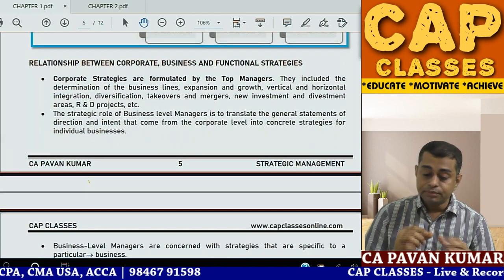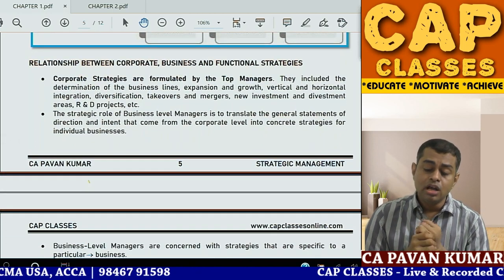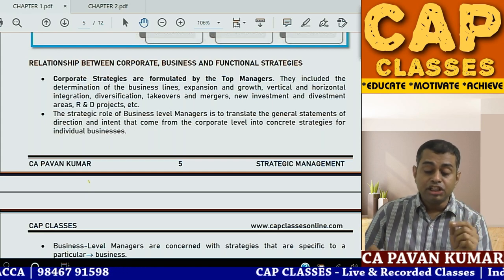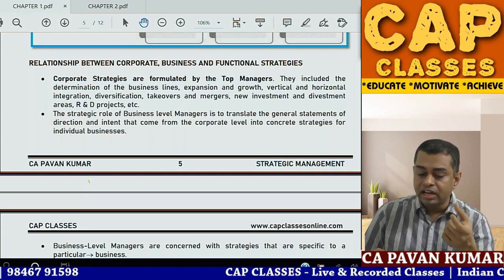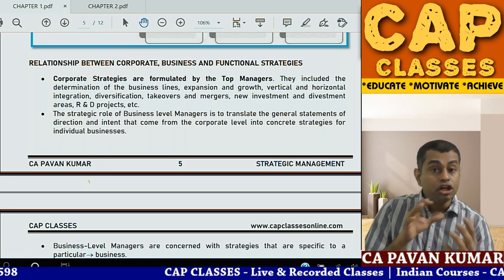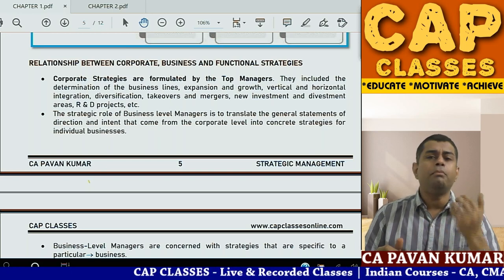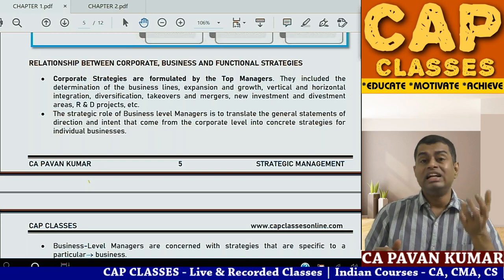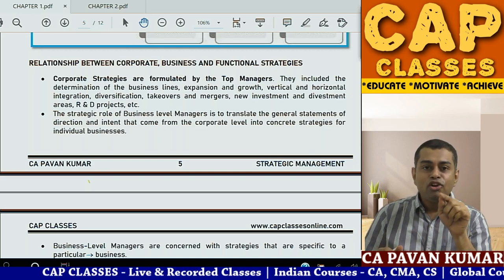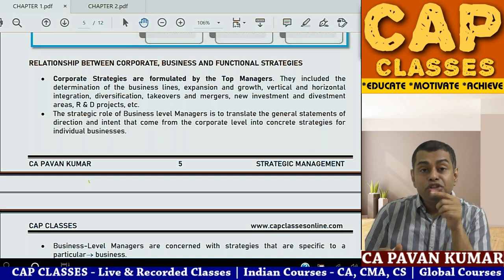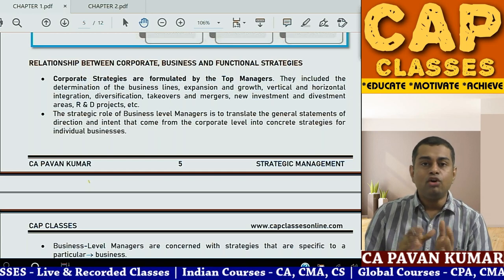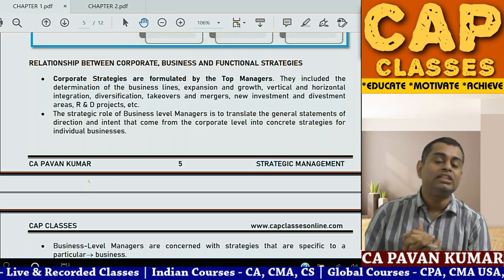So read these points. Corporate strategies are formulated by top managers, obviously. They include the determination of business lines, which business I should be in, expansion, growth, vertical integration, horizontal integration, diversification, takeover, merger, acquisition, new investments, disinvestments, R&D projects, etc. Whether to do R&D or not is a top level decision, okay? How you should carry on R&D is a functional decision if you are R&D head. But whether to allocate 500 crores to R&D or not is top level management.